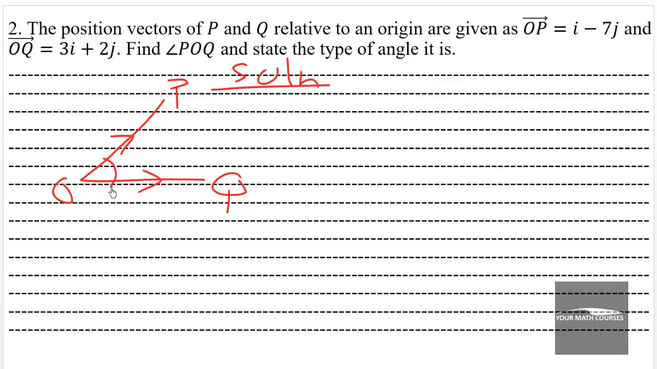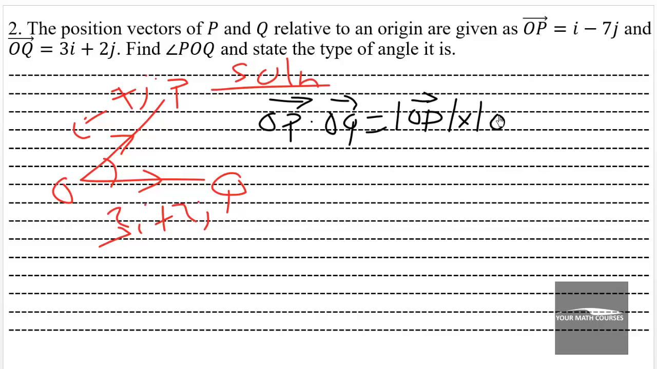We are looking for angle POQ, and that is given by, so this is i minus 7j, and this is 3i plus 2j. So the angle is given by the relation: vector OP dot vector OQ is equal to magnitude of vector OP times magnitude of vector OQ times cos of the angle POQ.